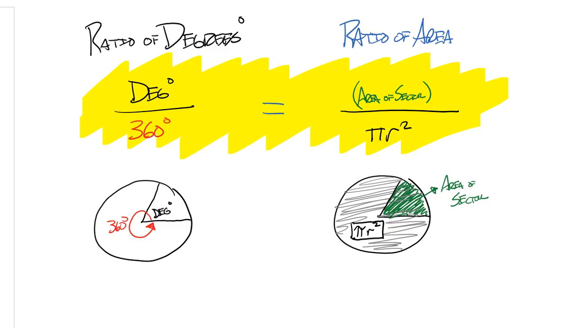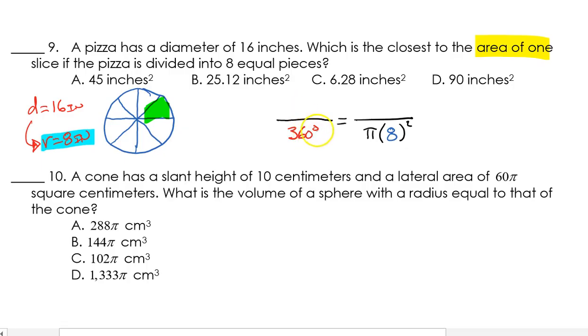Let's go back to our problem and substitute in our known information. So we're looking for the degrees over 360 is equal to the area of the sector over the formula for area, pi r squared. We know the radius is 8. We know we have 360 degrees. We are asked to find the area of the slice, so that is where our unknown value of x is going to go. We are looking to find the area of the sector.